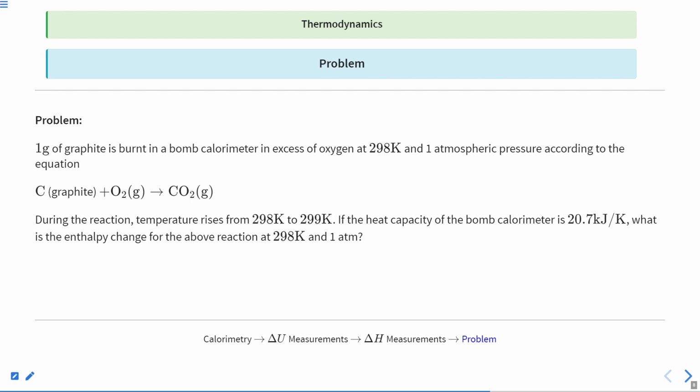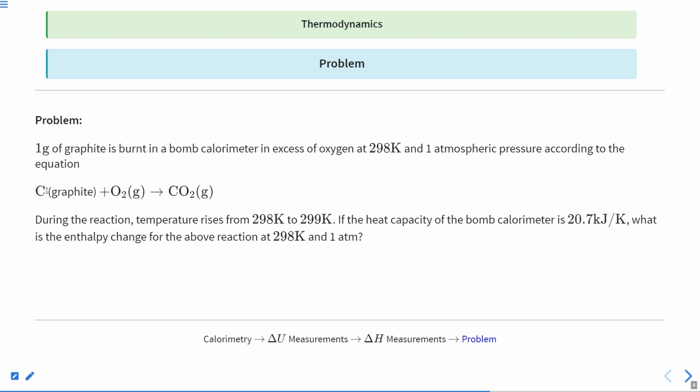It says that we are burning 1 gram of graphite. It means our sample that we have taken in the bomb calorimeter is 1 gram of graphite. Clear? Next, it is burnt in a bomb calorimeter. So therefore the volume should be constant, because we take a bomb calorimeter, then we have to keep the volume constant. In excess of oxygen at 298 Kelvin, temperature is given and pressure is given as 1 atmosphere, and that is happening according to this equation. C plus O2 gives you CO2, where the C is in the form of graphite. So don't confuse it with any other. Diamond will also have the same C, graphite will also have the same C, because they are all allotropes of carbon.